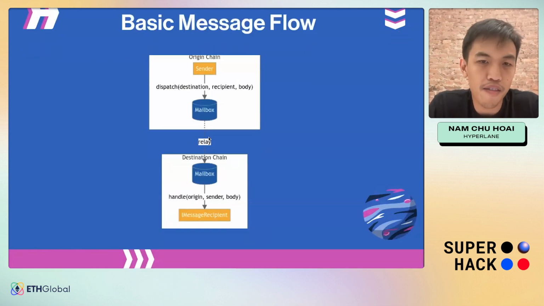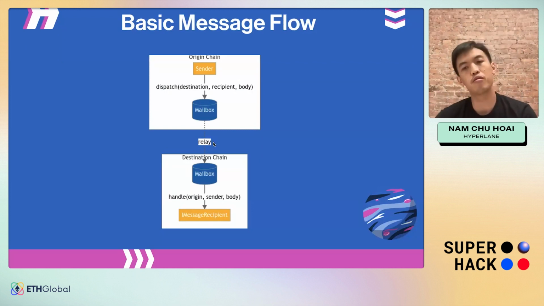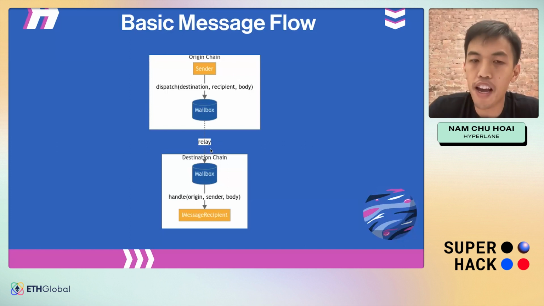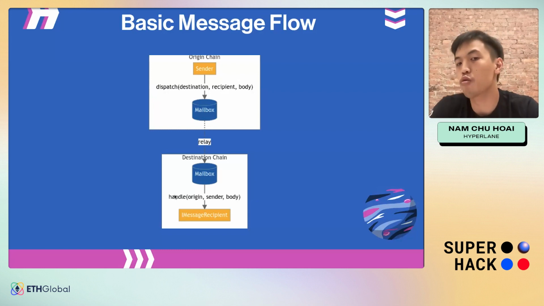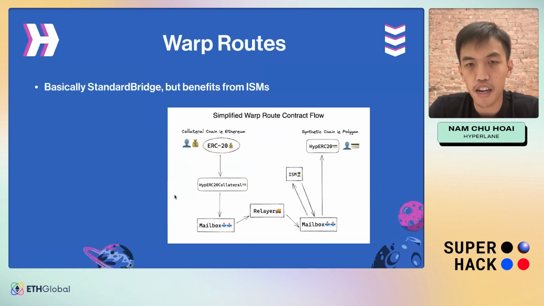And basically we have this system, which we'll go more into, called interchain security modules. Those are the contracts on the destination chain which the recipient can specify to say, hey, under what circumstances do I accept messages? Under what circumstances do I believe that this sender has actually sent the message? And with that, you can relay that message to the mailbox, and the message recipient will be called with this handle function, and then they can do whatever they need to do with that.